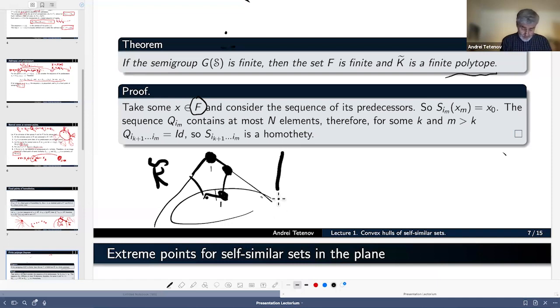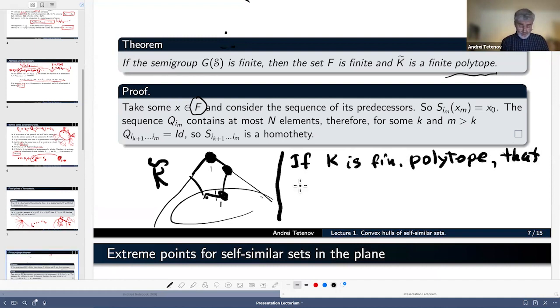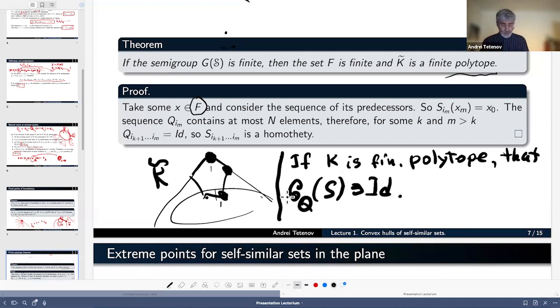So we obtain the following conclusion of this group. If K is a finite polytope, then the semigroup G of S contains the identity. So if the rotational semigroup of the system S does not contain the identity, then the convex hull will contain an infinite number of sets.